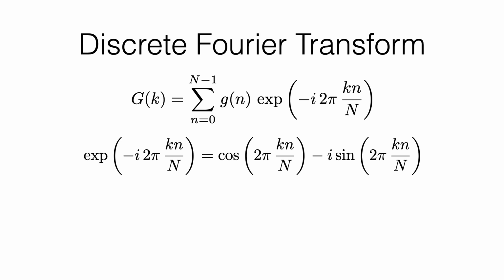This summation can be represented as a matrix multiplication. So if we let the summation transformation equal f, then capital G is equal to f times little g. And this matrix is invertible. So if we have capital G, we can recover little g by multiplying capital G by f inverse.